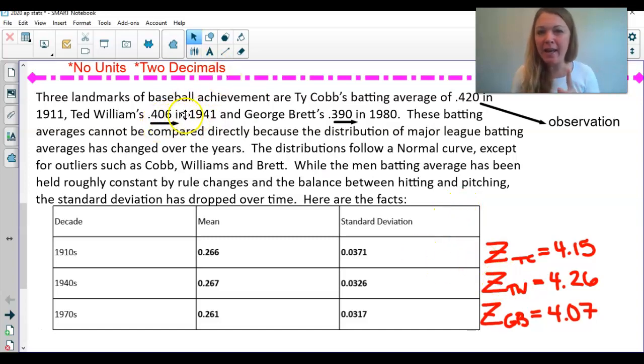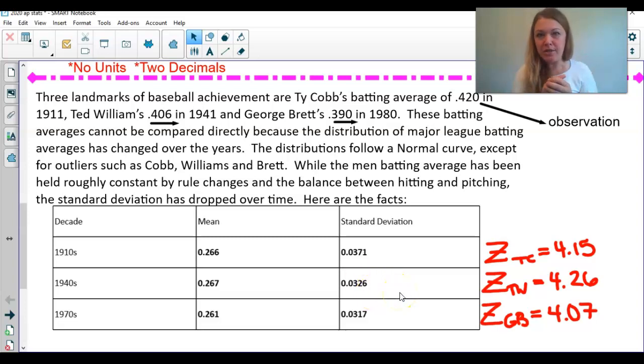So now what we're able to do is look at this and see that even though Ted Williams' batting average is below Ty Cobb's, when you standardize them and compare each to the mean within their decade, Ted Williams does better relative to the other players within their decades. Okay. So we want to write that down. We want to interpret that. What does that mean? Okay. So we're going to write this down.